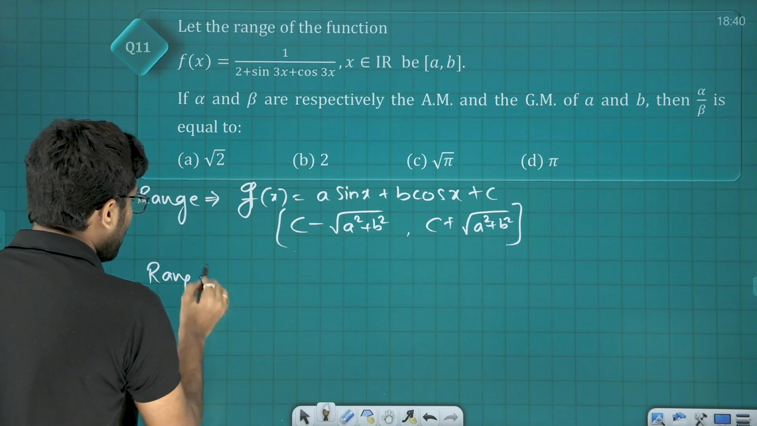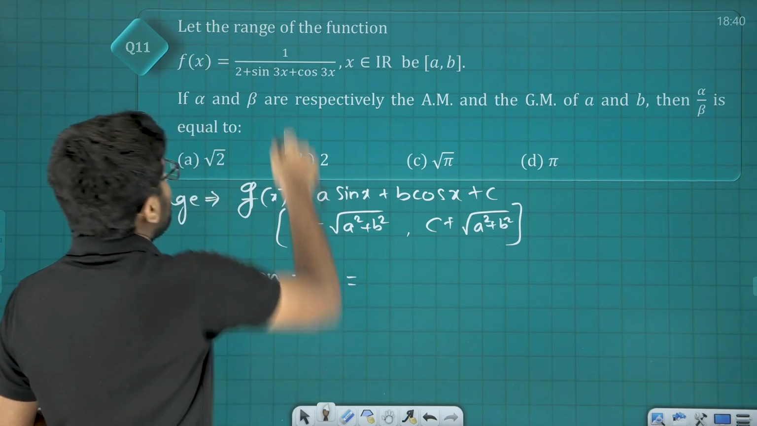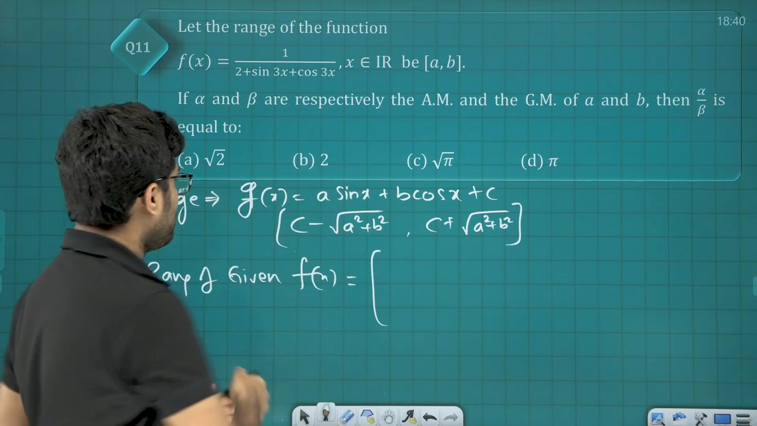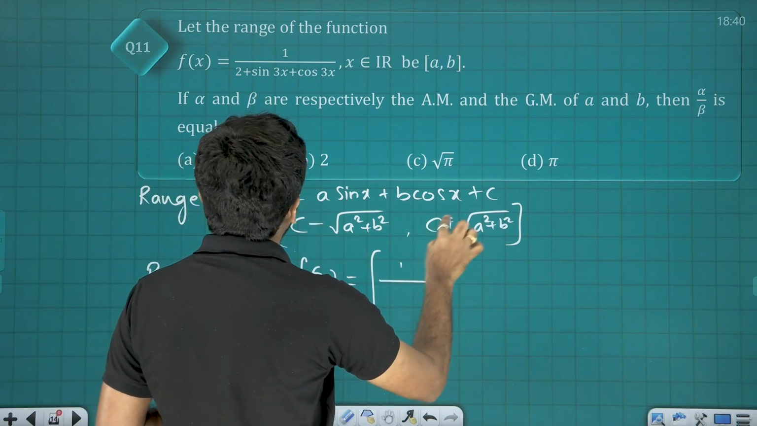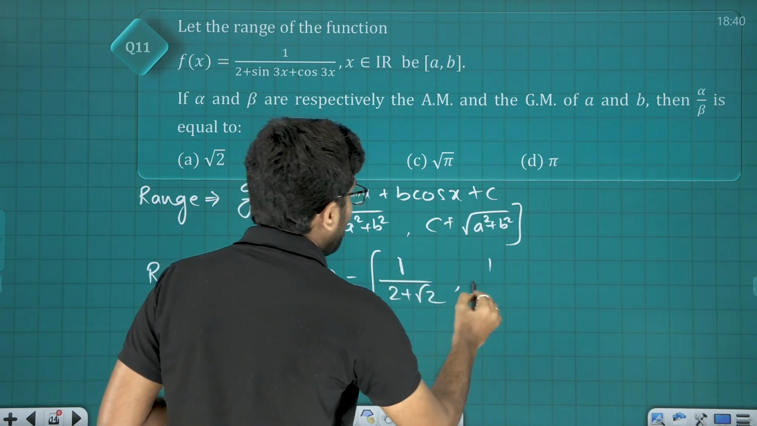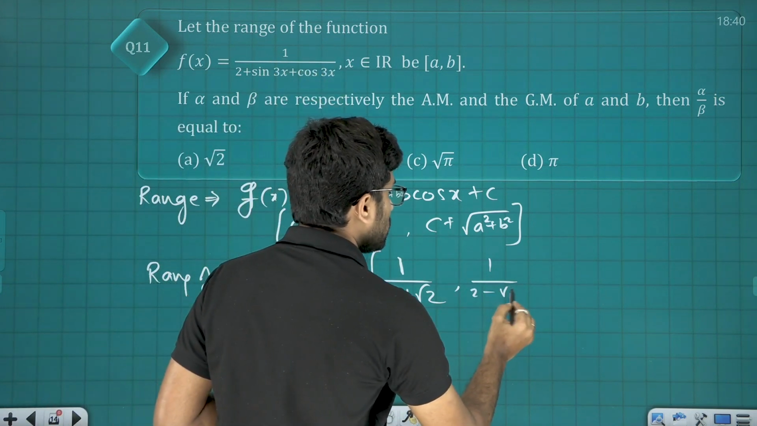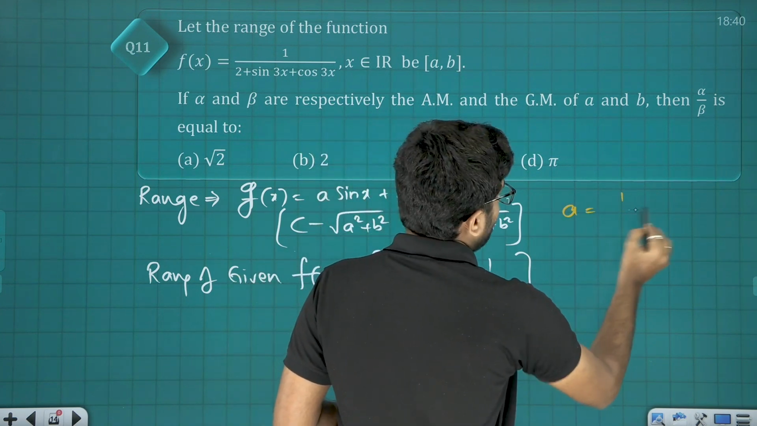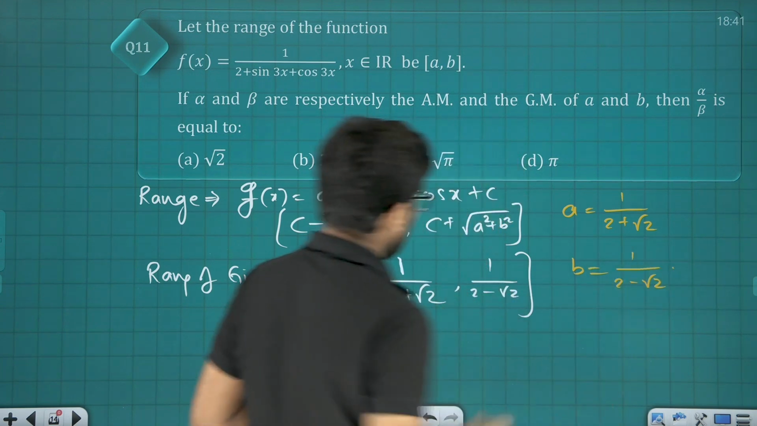Now the range of our given f of x: what is the maximum of the denominator? When the denominator is maximum, we get the whole minimum. So that is 1 by the maximum, which is c plus root over (a square plus b square), 2 plus root 2, comma 1 by, when the denominator is minimum, we get the maximum, so 1 by (2 minus root 2). That means clearly A is equal to 1 by (2 plus root 2) and B is equal to 1 by (2 minus root 2). Okay, finally we got it.